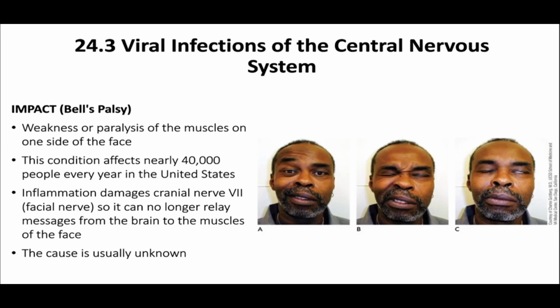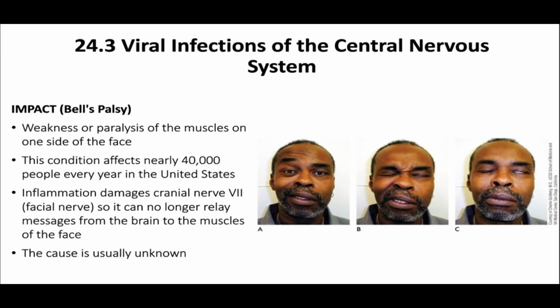One viral infection of the central nervous system is Bell's palsy. And what is Bell's palsy? It is a weakness or paralysis of the muscles on one side of the face. Some viral infections can result in inflammation of cranial nerve 7, the facial nerve. The inflammation damages the nerve so that it can no longer relay messages from the brain to the muscles of the face. So when the affected person wants to smile, only the eyes move.